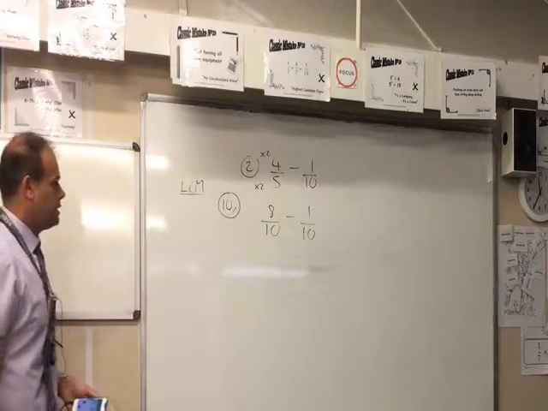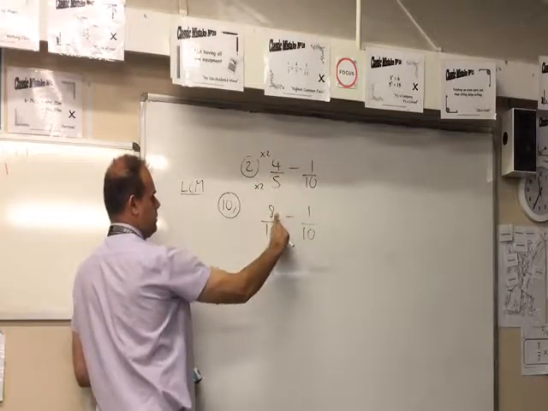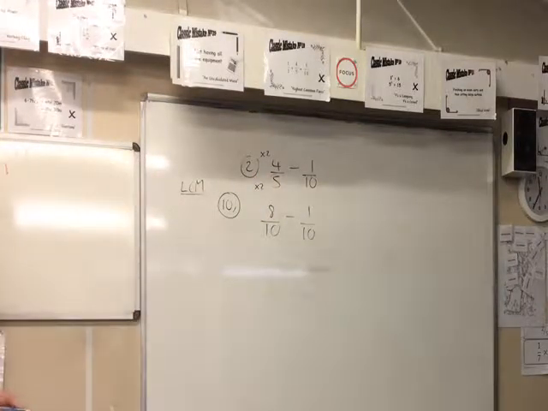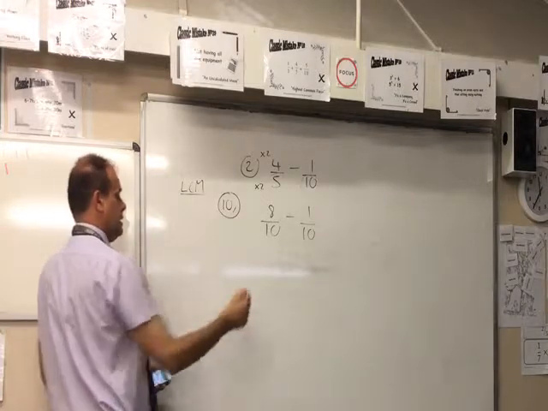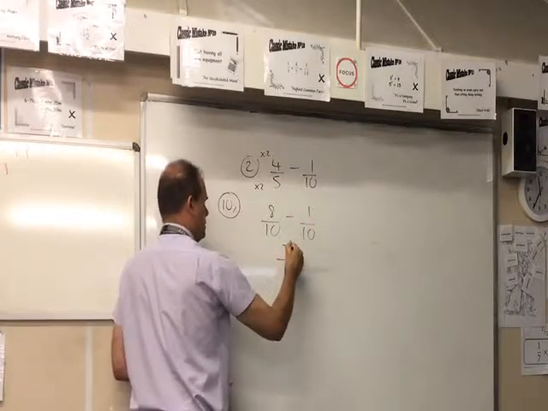Okay, that's correct. If I was to simplify that and divide back by 2, 2's into 8 go 4, 2's into 10 go 5, back to the equivalent fraction or your simplest fraction. Now, this time the number at the bottom stays the same. 8 take 1 is 7 tenths.